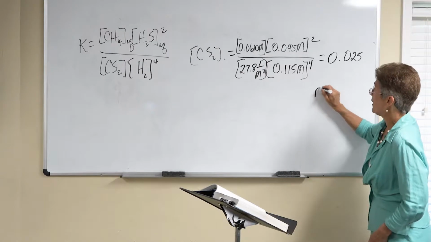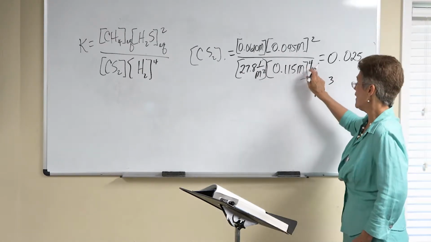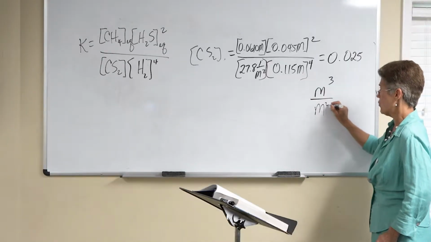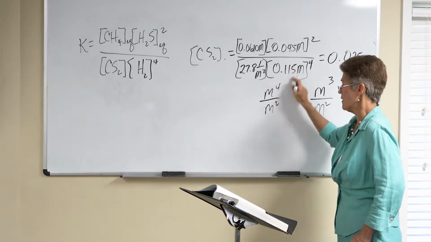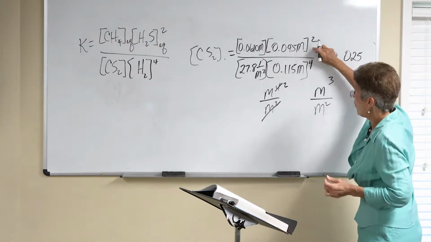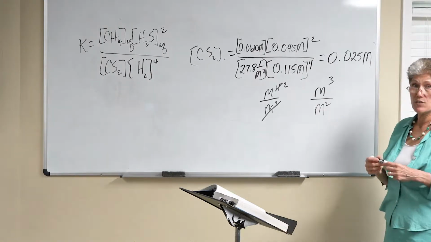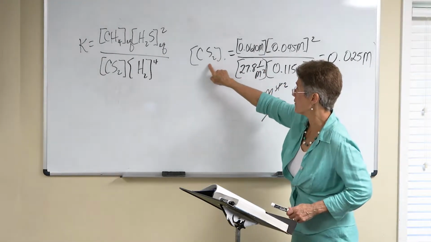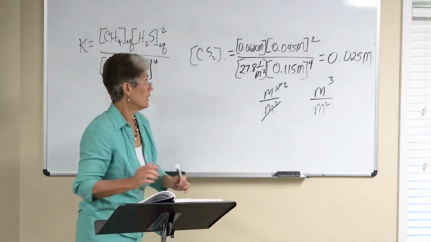0.025. And then we have molar to the 3rd on top. And down here we have molar to the 4th over molar squared, so that's going to end up giving us molar squared. I just want to show you. Molar to the 4th over molar squared, that's what this is. So that's going to cancel this and leave this with 2. So that's going to be molar cubed over molar squared, which is going to give you molar. There's your answer. So your answer is going to be that the concentration of this is 0.025 molar. And that's how we found it.